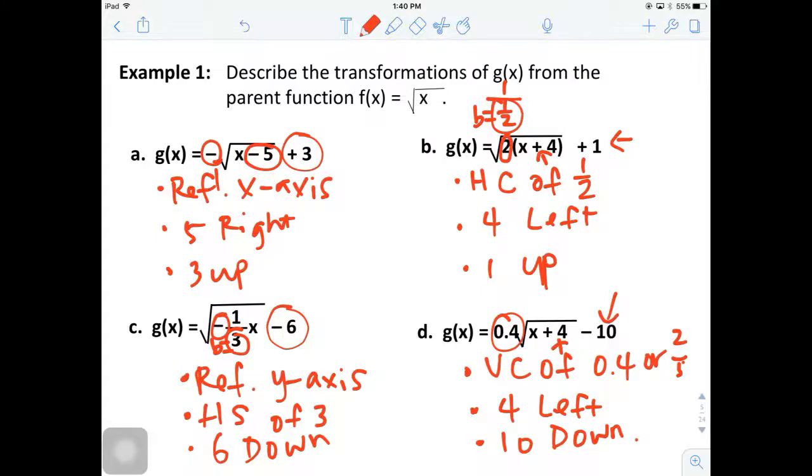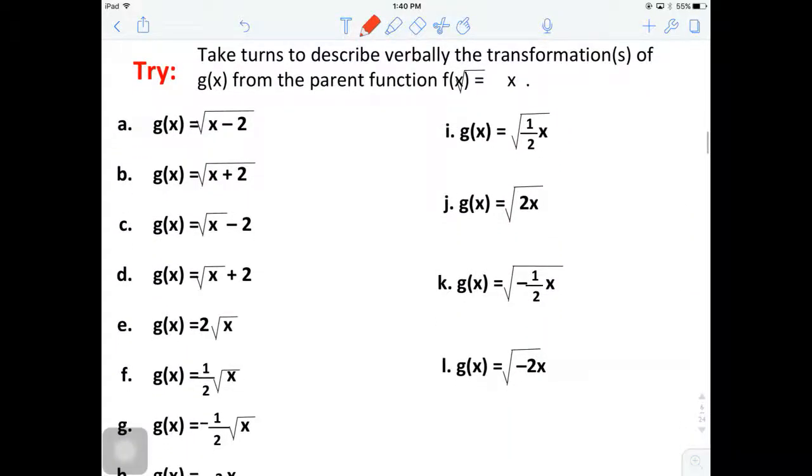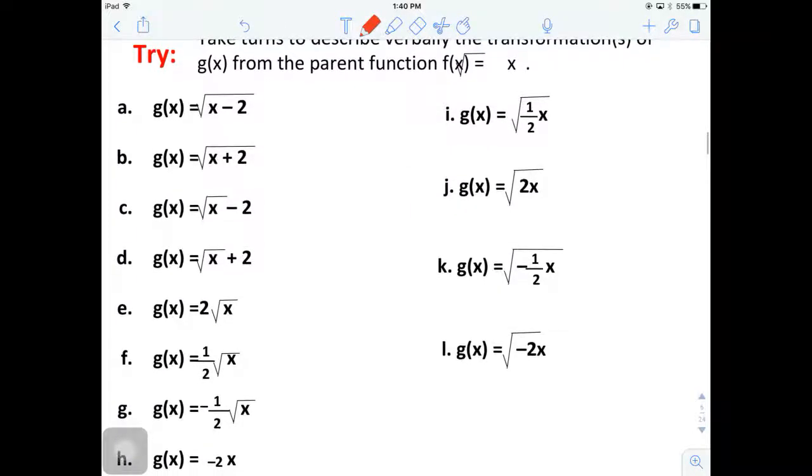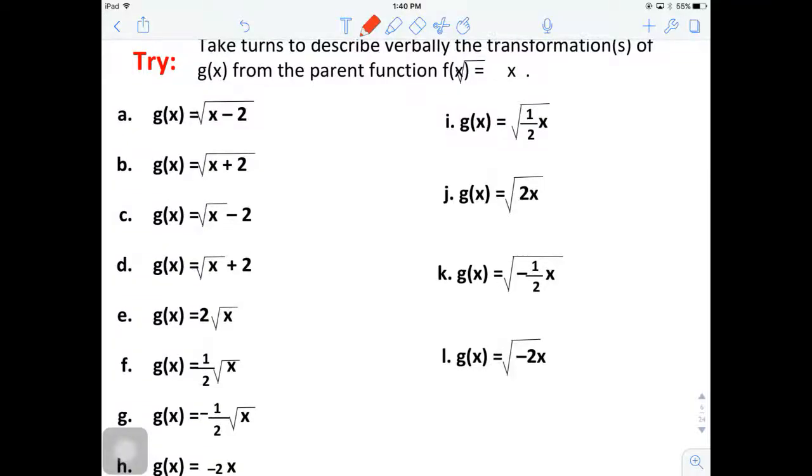So hopefully you've had some practice with this, and we're going to be moving on with more practice right now. So let's name quickly the transformations that are associated with these. So take turns to verbally describe. Hopefully you have a partner that you're working with, and then you can just take turns naming it. But if not, you can practice this on your own.